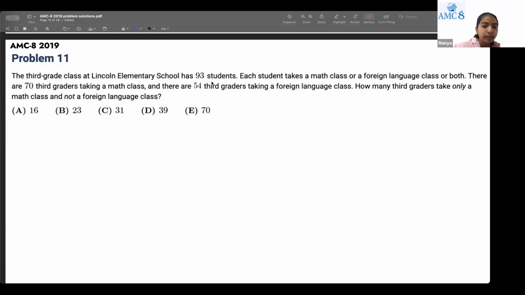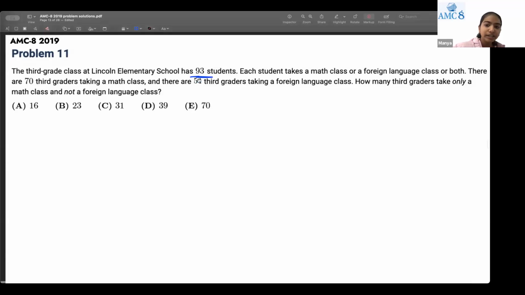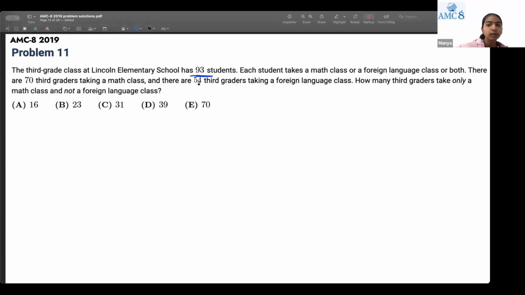So, the third graders have 93 students. And each student takes a math class or a foreign language class or both. And so we know that there's 70 taking a math class and 54 taking a foreign language class. And we can add both of them up together. So 70 plus 54 is equal to 124. That is the total number of classes the third graders take in total.